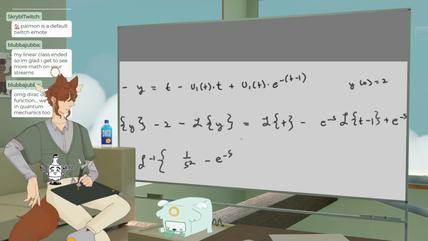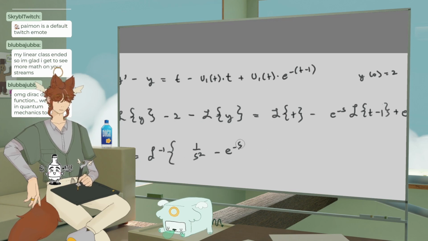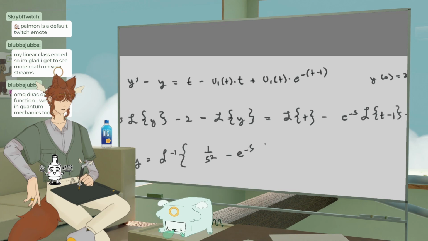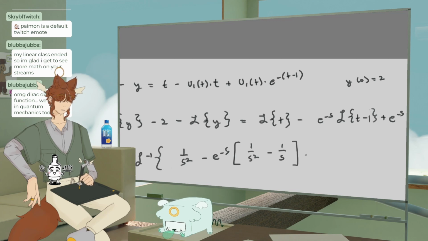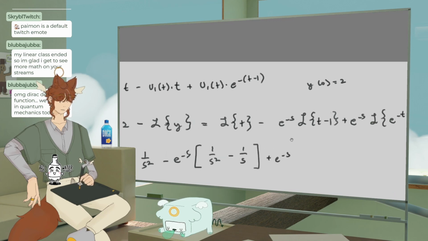Me mixing t's and s's, not great. So t minus 1 is going to be 1 over s squared, or sorry, 1 over s squared minus 1 over s, and then plus e to the negative s of 1 over s plus 1.